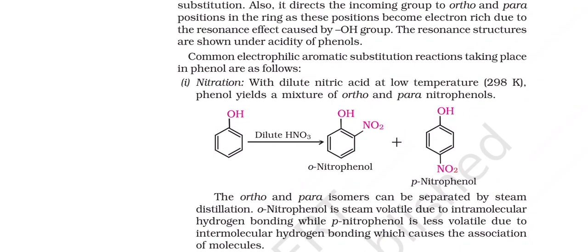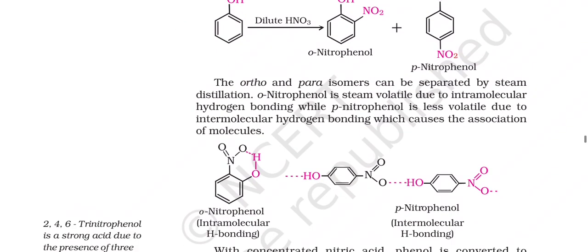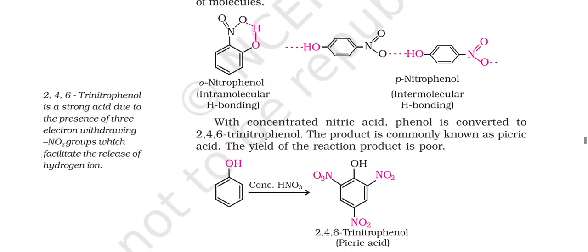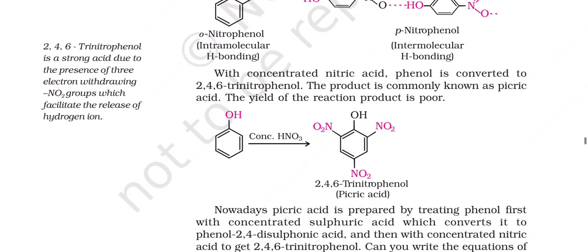Common electrophilic aromatic substitution reactions that take place in phenol are as follows. Nitration. With dilute nitric acid at low temperature, 298 Kelvin, phenol yields a mixture of ortho and para nitrophenols. The ortho and para isomers can be separated by steam distillation. O-nitrophenol is steam volatile due to intramolecular hydrogen bonding, while p-nitrophenol is less volatile due to intermolecular hydrogen bonding, which causes the association of molecules.